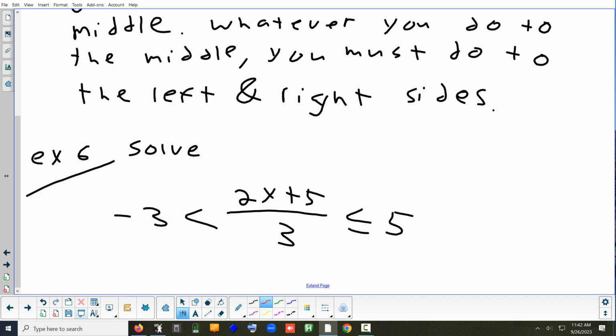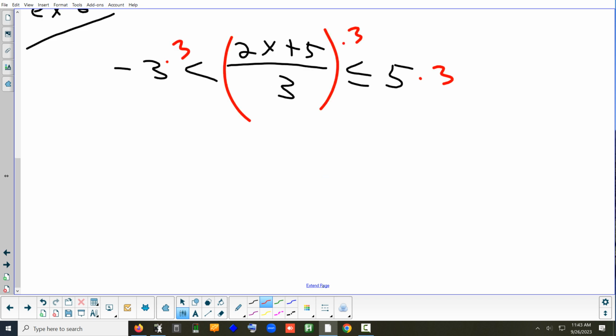Okay. What do you think the first thing I would do here is to start to get x by itself in the middle? Multiply everything by 3? Yeah. So the first thing would be times 3, times 3, times 3. If you multiply by a negative in that step, flip all the signs. Okay, but we didn't. We just multiplied by 3. So Lily, what does that give me on the left side? Negative 9. -9. Okay. And then in the middle is 2x plus 5. And on the right side, Max, what do I get there?